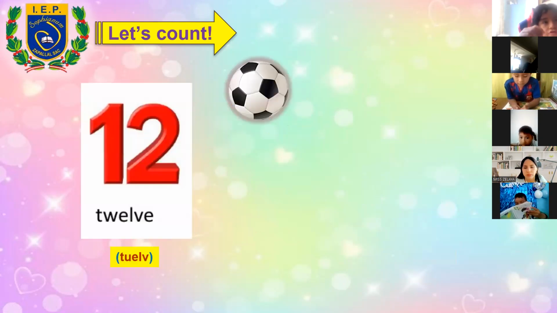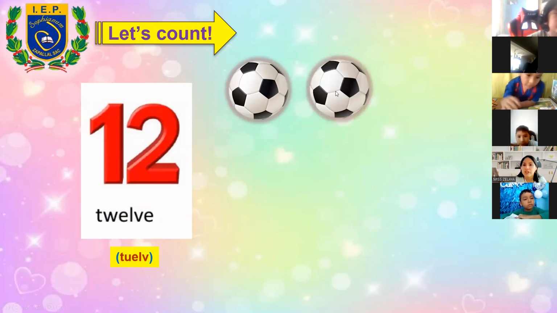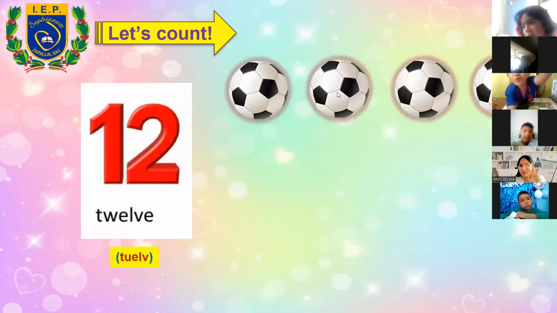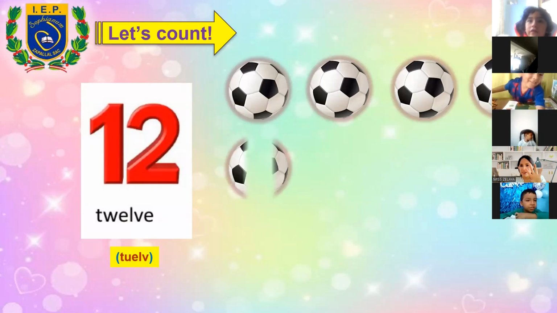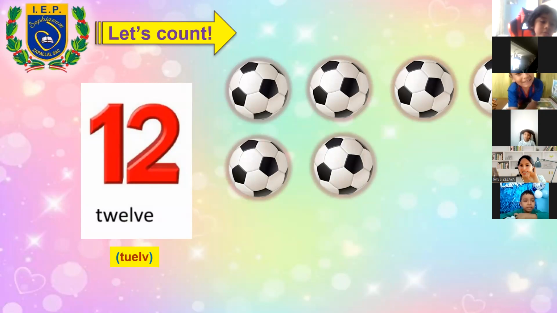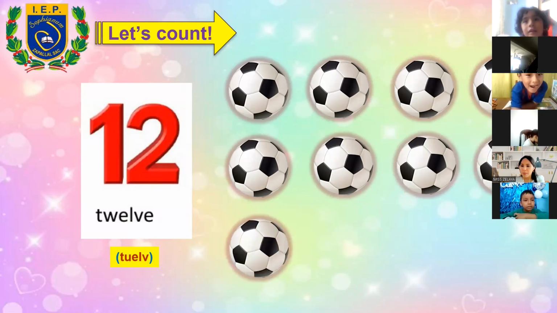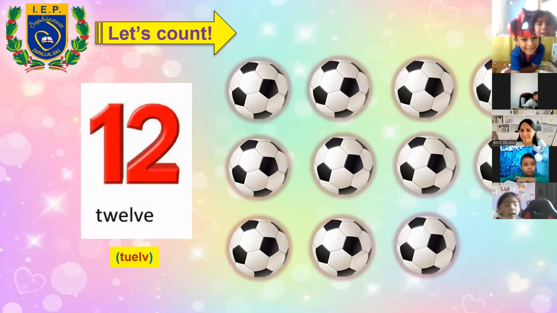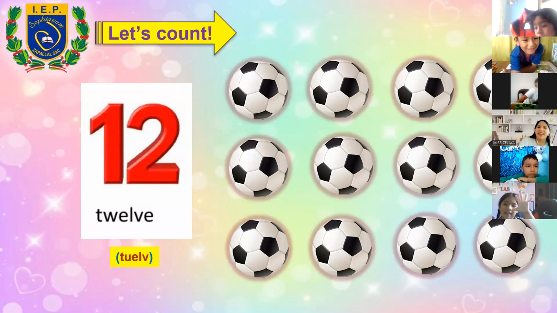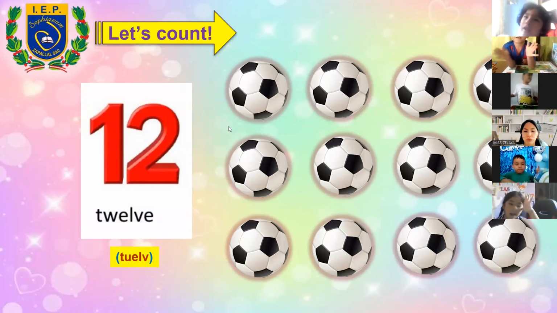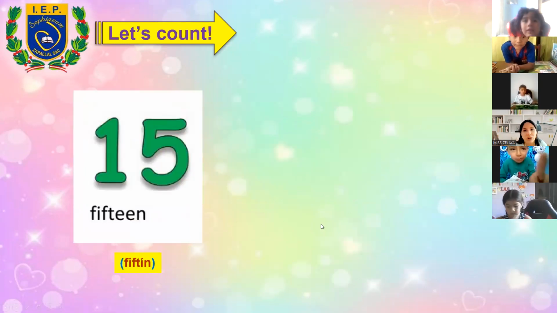And the last one. Ya el último, chicos. Ya el último, no, el penúltimo. What number is this? Is a number? 12. Yes. And look, this is a ball. Count the balls. 1, 2, 3, 4, 5, 6, 7, 8, 9, 10, 11, 12. Very good. Good job. 12 balls. 12 pelotas. Y esto lo voy a contar yo.